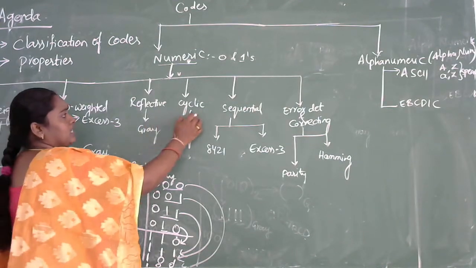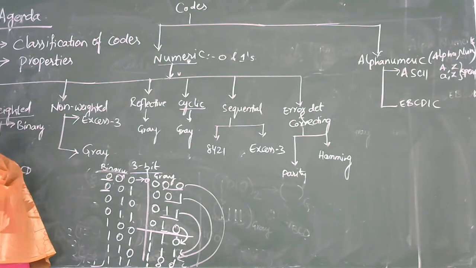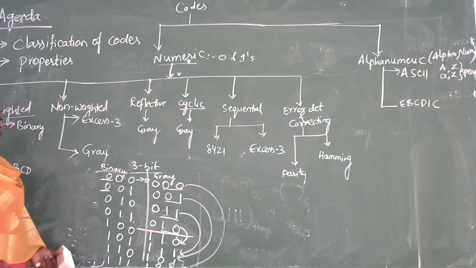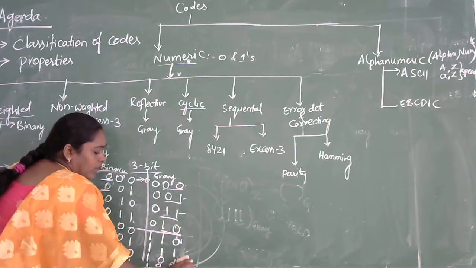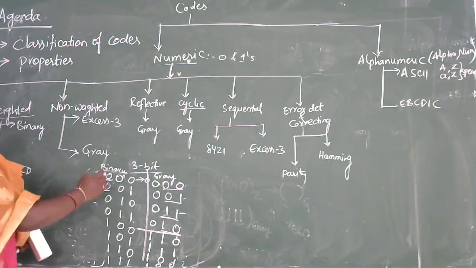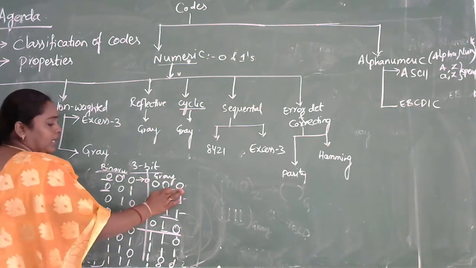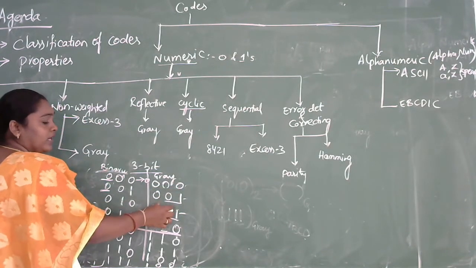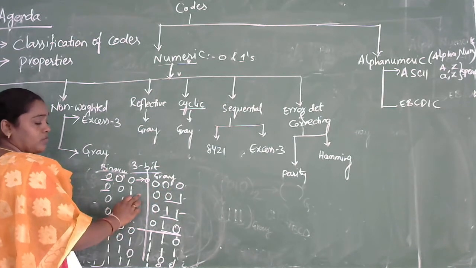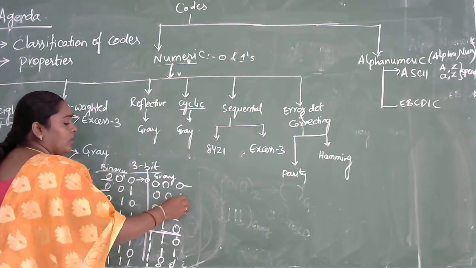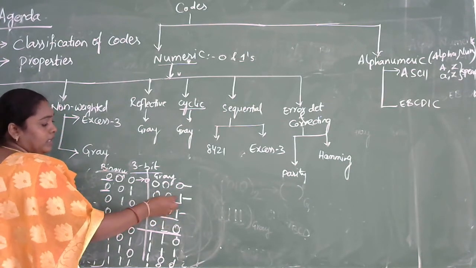Coming to the next classification of a numeric code, which is nothing but a cyclic code, or it is also called a unit distance code. Here, if you observe the same gray code, I have already shown how to convert a binary number into a gray code. If I compare one number with the next consecutive number, the first number is 0 and the next number is 1. If I compare the first gray code number with the next number, there is a change in a single bit position, that is only at the end.